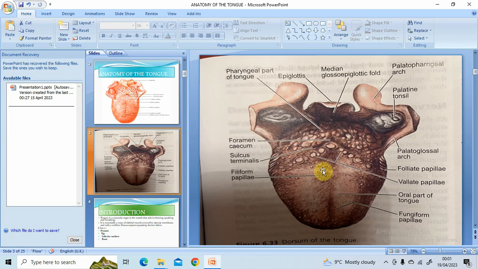This filiform papilla has no taste bud. It does not contain any taste bud, unlike the other papillae within the anterior two thirds of the tongue. So I'll be looking at the fungiform.